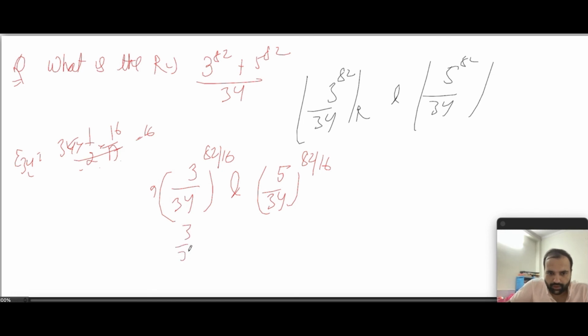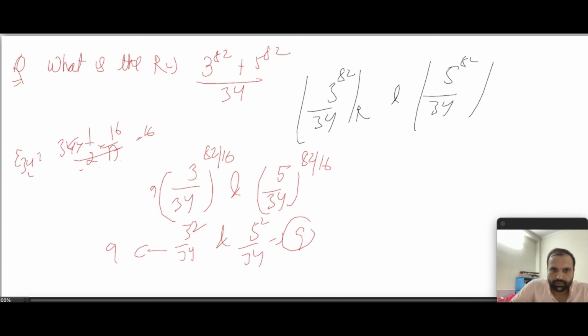So what do we have over here? 3 to the power 82 by 16, and 16 into 5 is 80, so what is left behind as the remainder is 3 to the power 2, and over here 5 to the power 2. So 9 by 34 is 9 remainder, and 25 by 34 again gives a remainder. This 25 by 34 and 9 by 34. So if you want, I can again split over here.